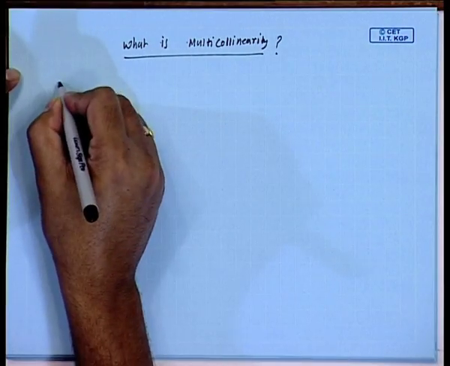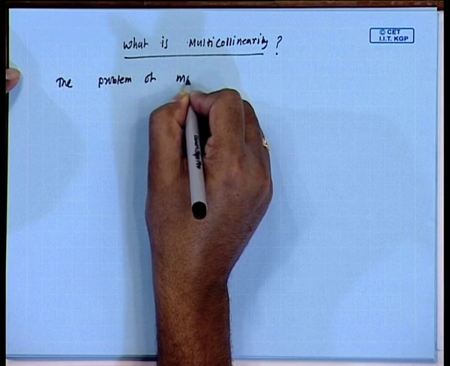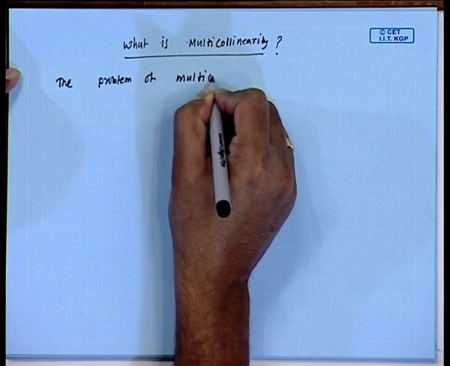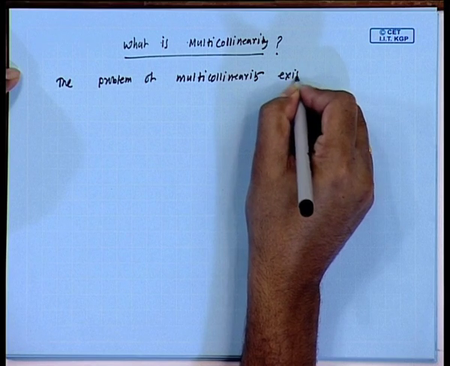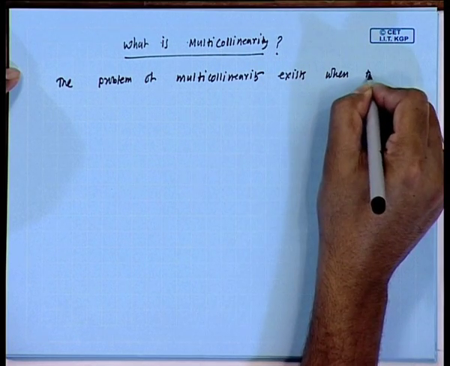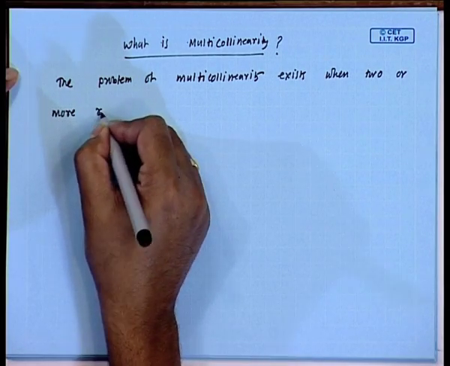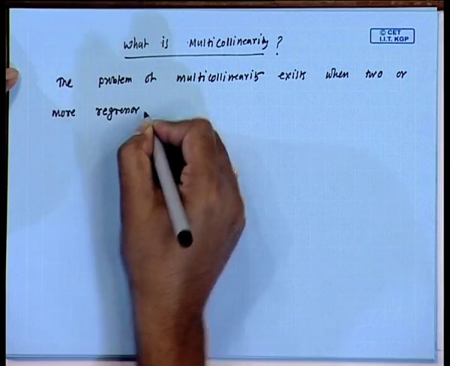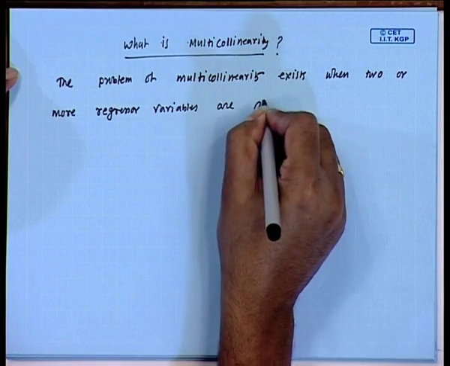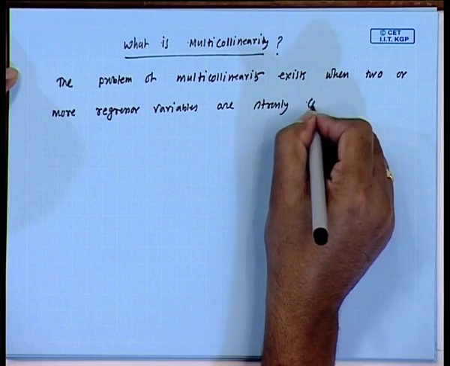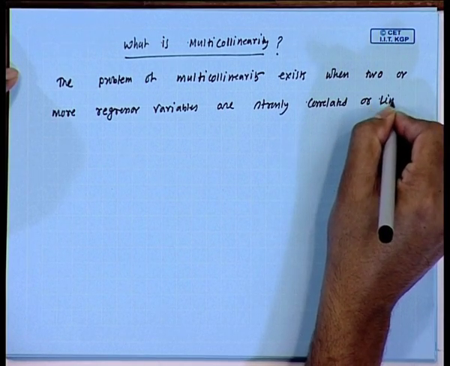Okay. The problem of multicollinearity exists when two or more regressor variables are strongly correlated or linearly dependent.